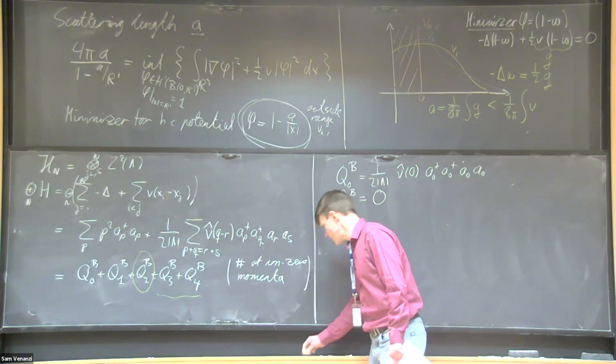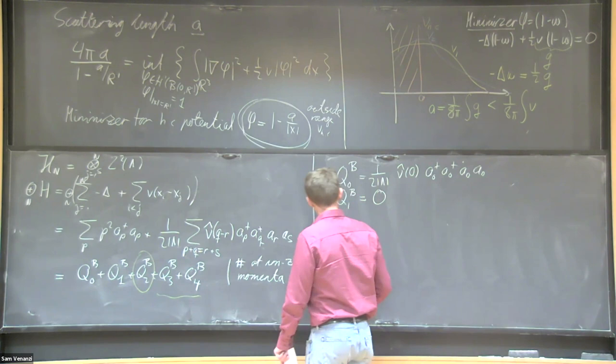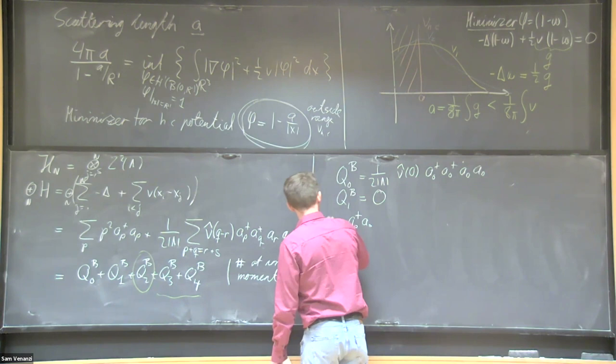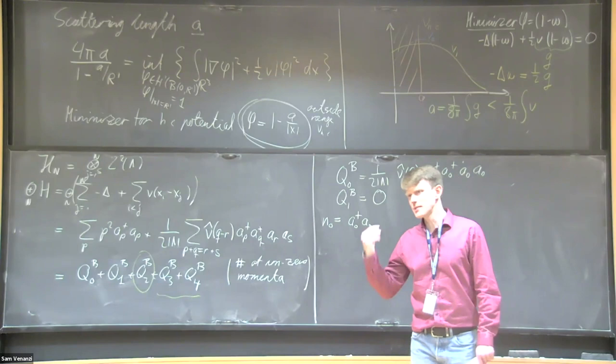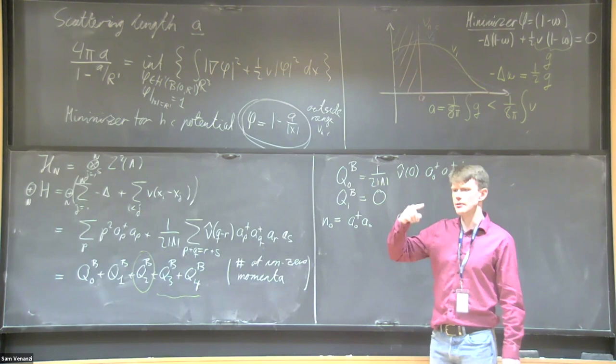Okay. Now, you can even do more, Bogoliubov does more, because we can introduce A0 dagger A0, an operator that I will call n0. Now, if you think back at what this means, the A0 corresponds to the zero momentum, that's the constant function.